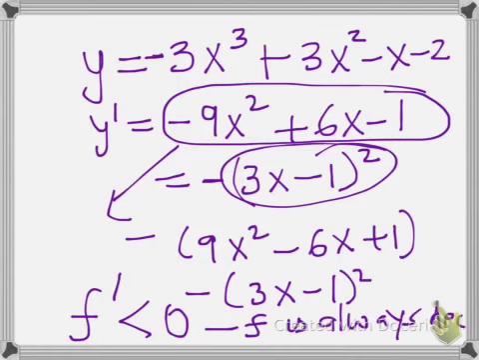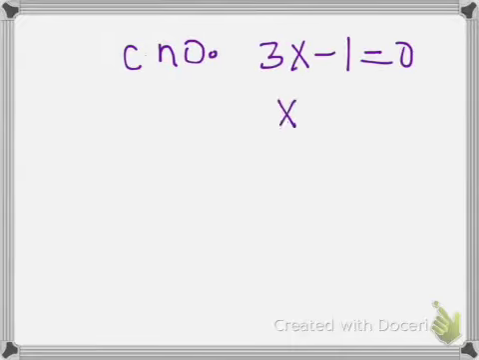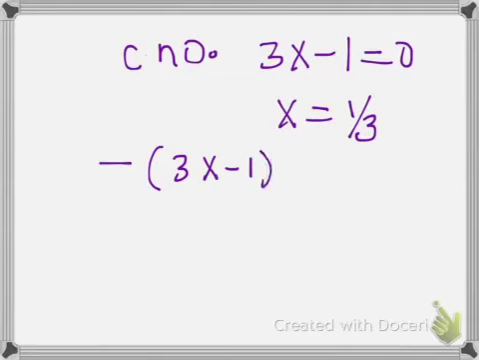Okay, the function is always decreasing. The critical number is 1/3. If I set the first derivative equal to 0, 3x minus 1 equals 0, so x is 1/3, my critical number. That was my first derivative.